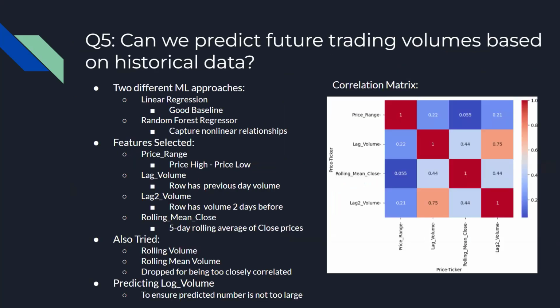Yeah, next. Okay, so our last question was whether or not we could try to predict future trading volumes based on previous data that we've had. So the two different machine learning approaches we tried were linear regression, because it is a good baseline model and it is able to capture linear relationships simply, and also random forest regressor as another model if linear regression did not turn out too well, because it is able to capture nonlinear patterns within the model.